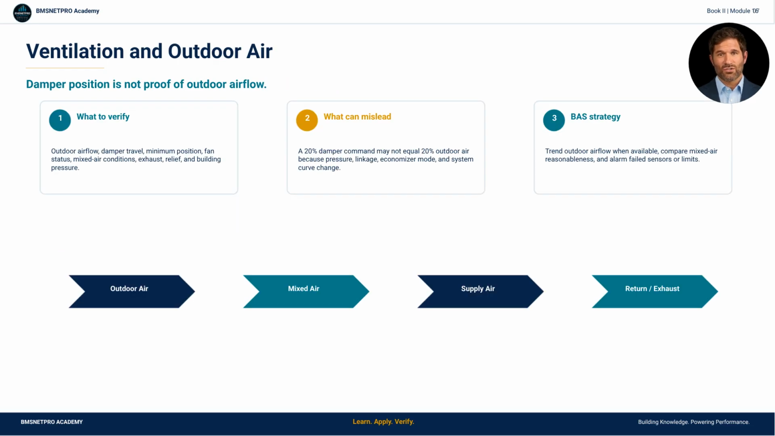Ventilation is the controlled introduction of outdoor air and the removal or dilution of contaminants. In BAS work, one of the most common mistakes is treating damper position as proof of outdoor airflow. It is not. Linkage, pressure, fan operation, economizer mode, and outdoor air path resistance all matter. A professional verifies the airflow or creates a credible estimate and then checks whether exhaust, return, relief, and building pressure are coordinated.